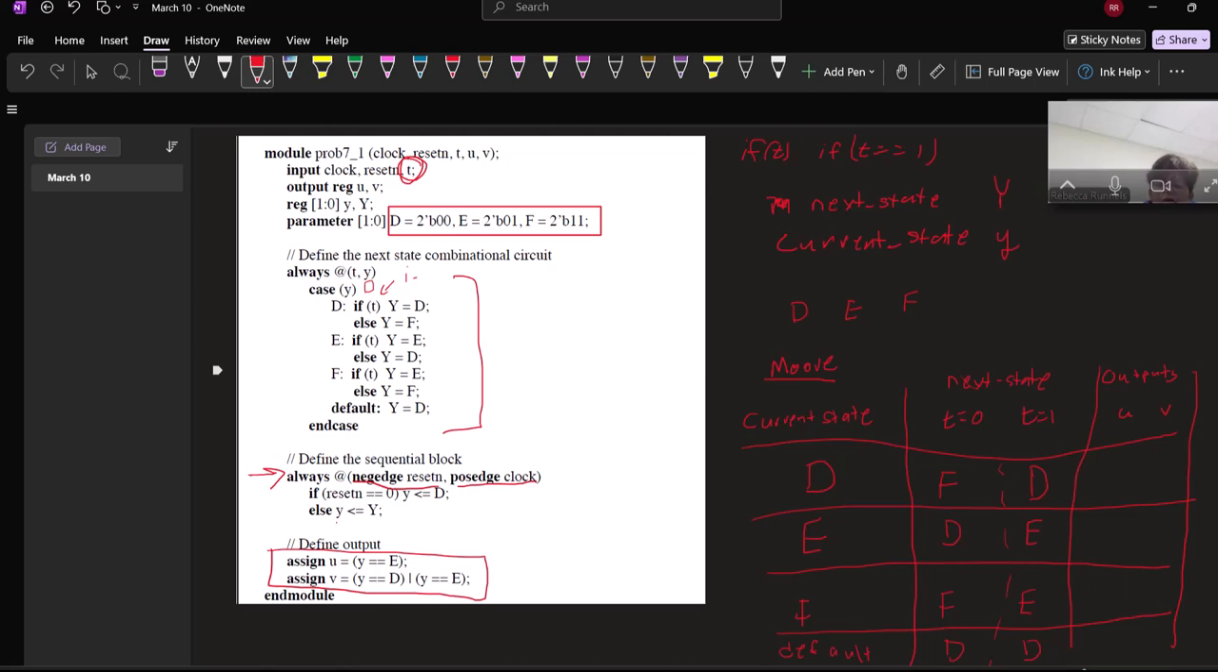And then here we're defining our outputs. It says assign U equal to Y equals E. So Y equals E, that statement right there, equals 1 when the current state is E, and it equals 0 when the current state is not E. And so Y equals E has the value true if Y is E, and false if Y is not E. So U equals 1 if you're in state E, and it equals 0 if you're not in state E. And V equals 1 if you're in state D or E, and it equals 0 if you're not in state D or E.